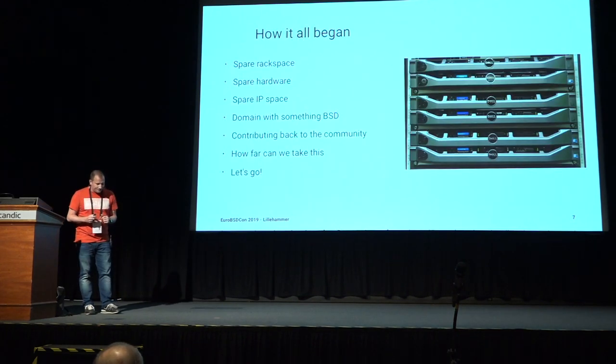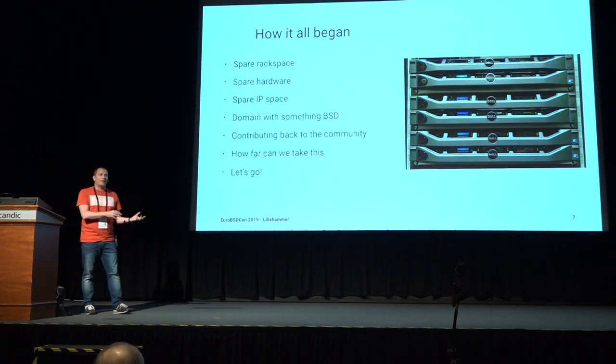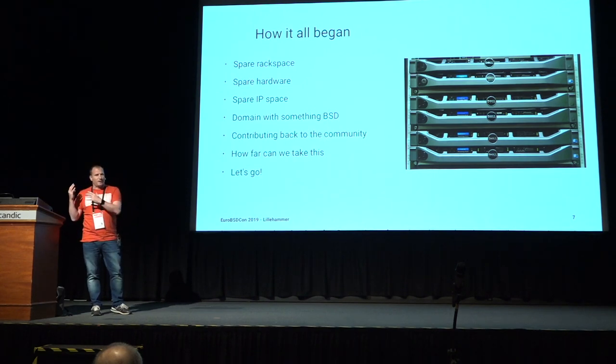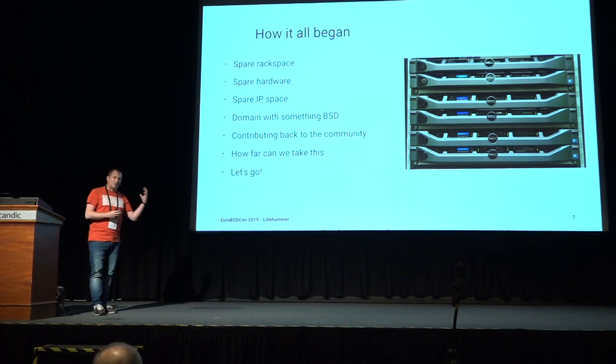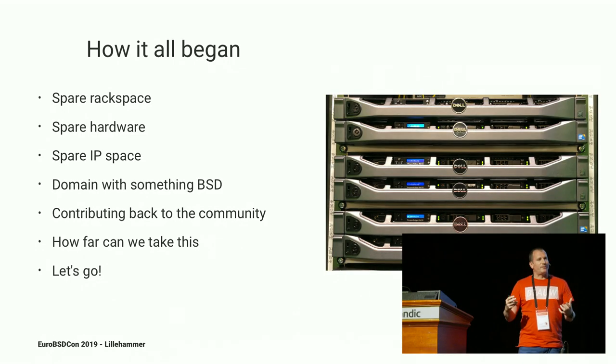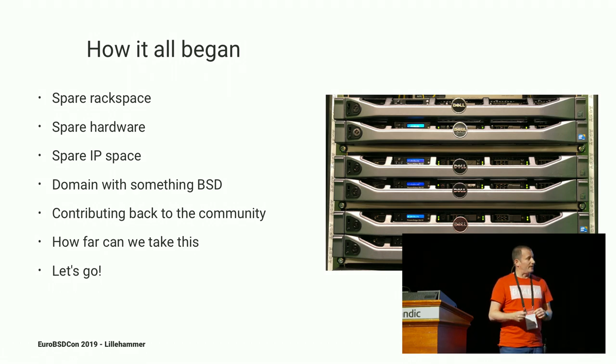The other thing is, what I noticed on my colocation side was that a lot of people were moving to the cloud. So a lot of people would just leave, remove their hardware. So I had some rack space left, I had some hardware left, I had spare IP space, IPv4 space, I must say. And I also always wanted to have a domain with something BSD. And I think Hessler has taken a lot of the cool ones and probably some others here in the room. And I went, OK. And then .amsterdam came along. And went, oh, OK, maybe I can do something with openbsd.amsterdam.